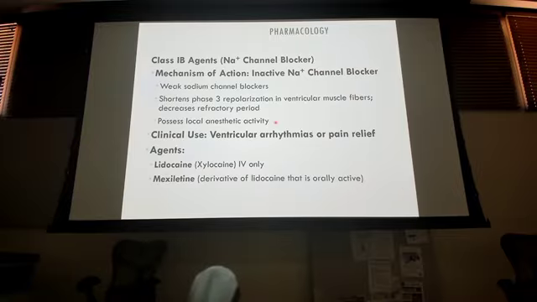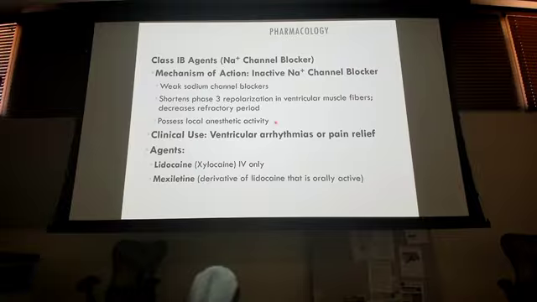All right, 1B, again, mechanism, same thing, right? Just remember sodium channel blocker. Your ventricular arrhythmias or pain relief, and then you can remember that because you have lidocaine. And then your mexiletine is just an oral version of your lidocaine. Lidocaine does not have good bioavailability orally, so we give it IV only. Or you have topical formulations as well, but we don't give it orally. So the way to give it orally is that we'll do our mexiletine. Okay, so just think of these as two things that go together.